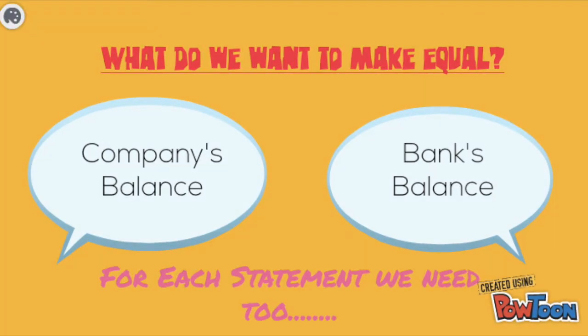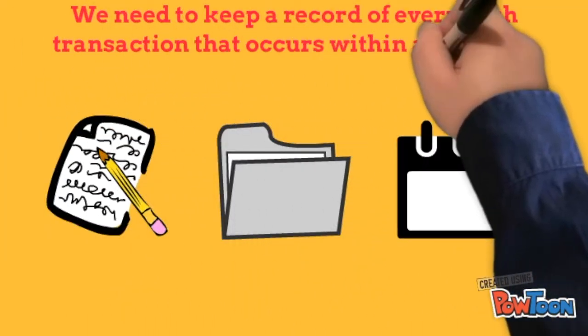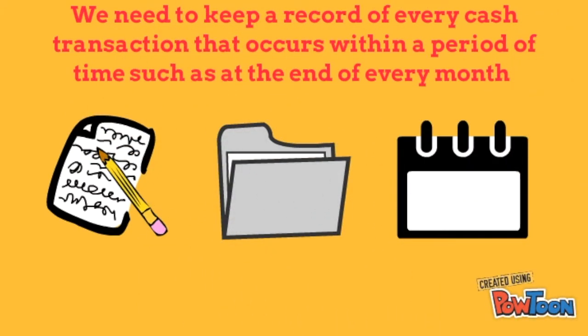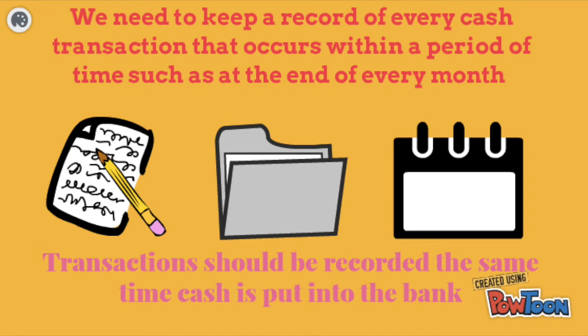For each statement, we'll need to keep a record of every cash transaction that occurs within a period of time, such as at the end of every month. Therefore, transactions should be recorded at the same time the cash is put into the bank. However, sometimes both transactions aren't recorded in each account at the same time. Therefore, the bank statement and the company's cash ledger may not be equal for a number of reasons.